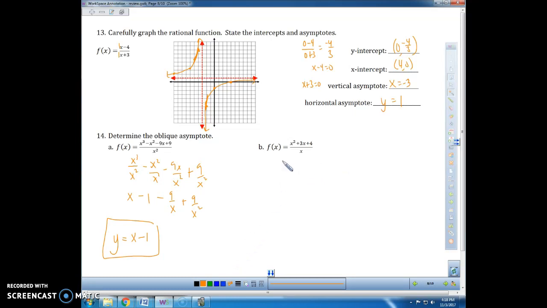So for b, same thing. X squared over x, 3x over x, 4 over x. Simplifying, x plus 3 plus 4 over x, so the oblique asymptote is y equals x plus 3.